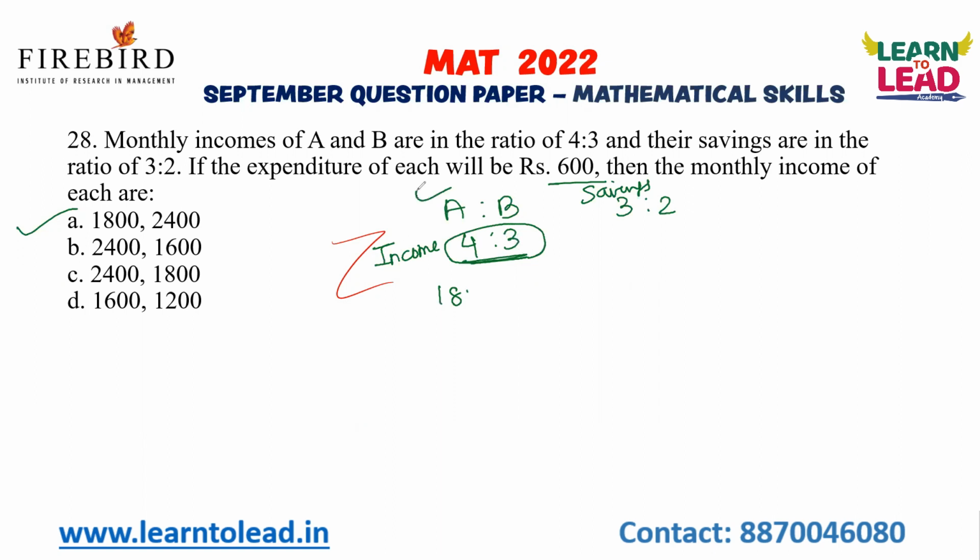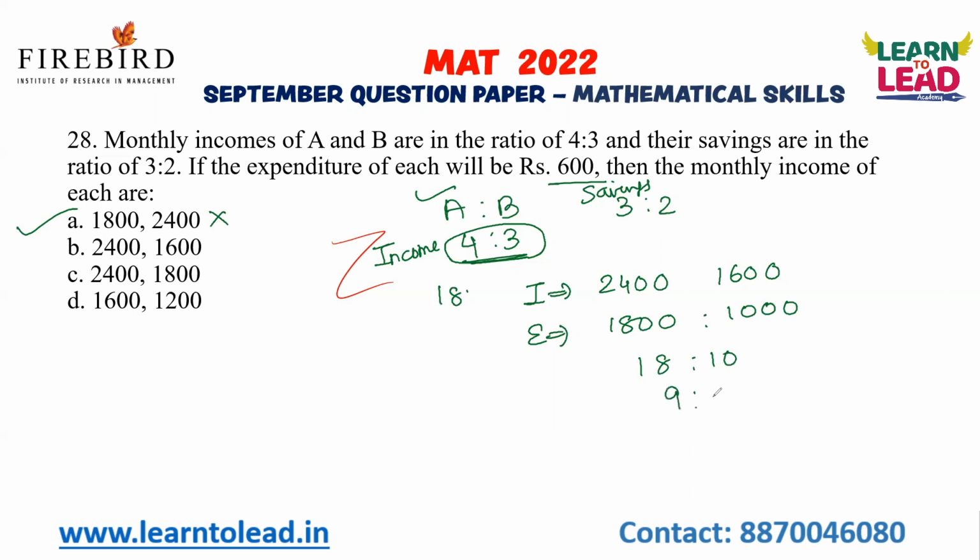4:3. A earns more, so option A cannot be your answer, because here the value of A is lesser, right? Option A cannot be your answer. Then if I take option B, 2,400 and 1,600 are their incomes, and their expenditure is 600. If so, 2,400 minus 600 is what? 1,800 is to 1,000. So if I take the ratio 18:10, the ratio of their savings will be 9:5, which is not the ratio given in the question. So option B is also not my answer.